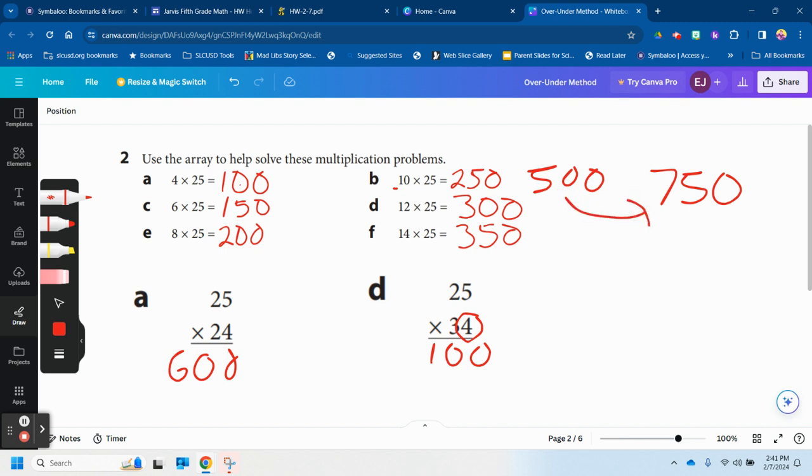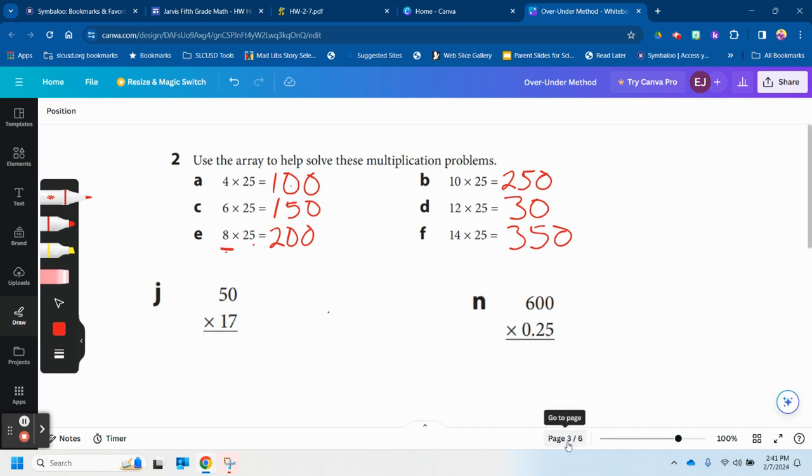So again, here we should get 850. So this is 750 plus 100, and that's 850. So once again, 25 times 34 is 850. So using that pattern, that was a tricky one. We might need to talk about that one a little more in class.